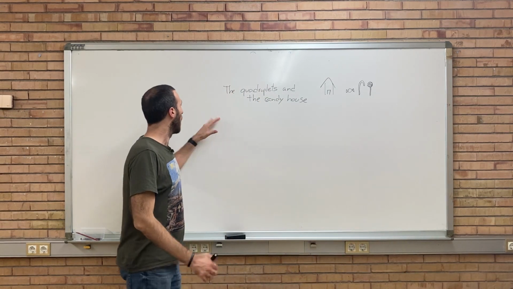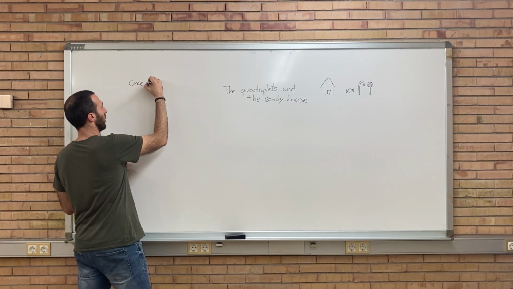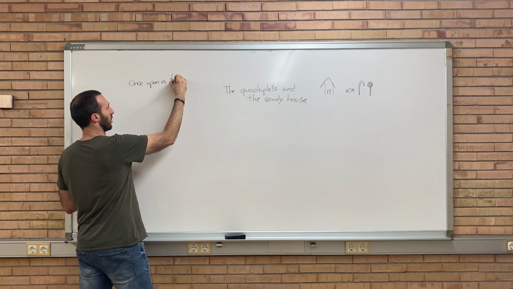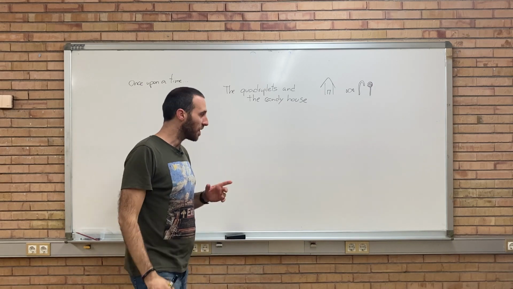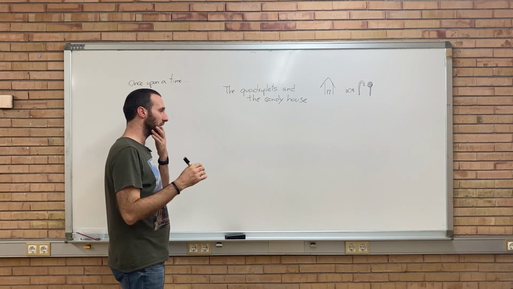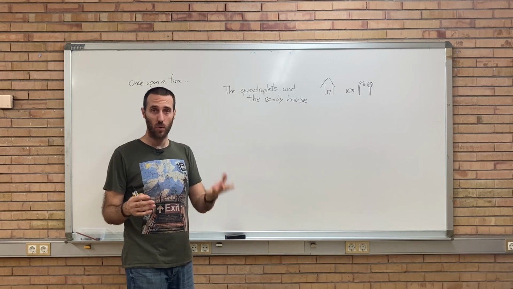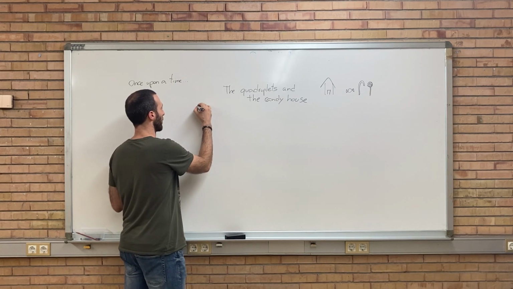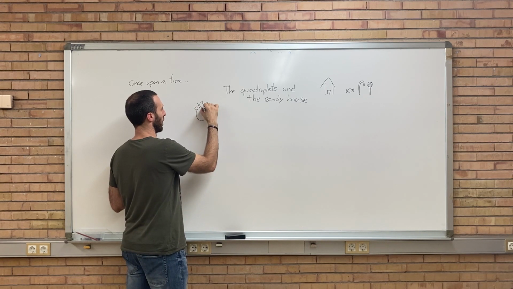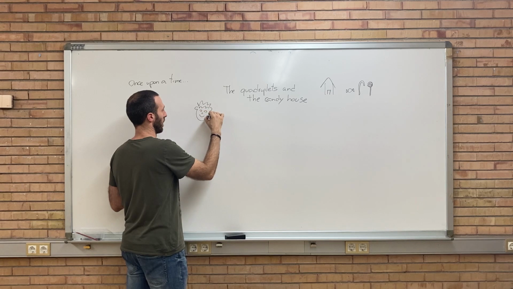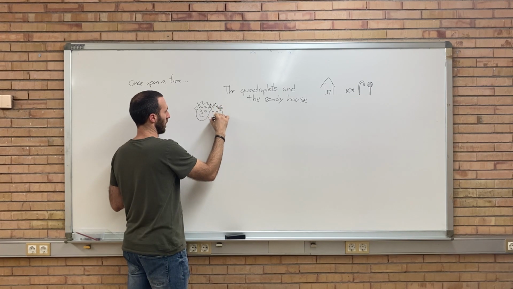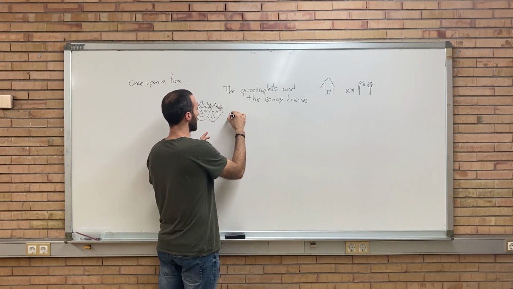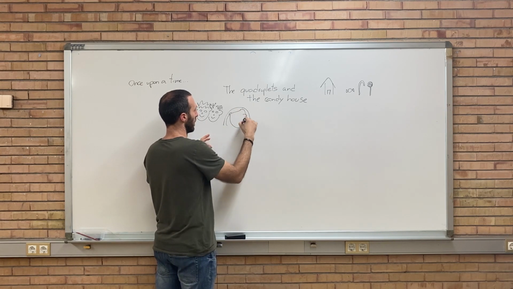Okay, once upon a time, a long time ago, there was a family, and in the family they had quadruplets, 4 children. They had two boys, 2 sons, and 2 girls.